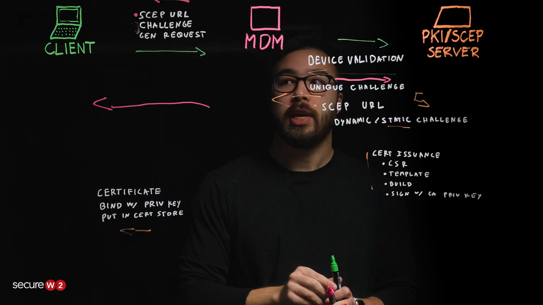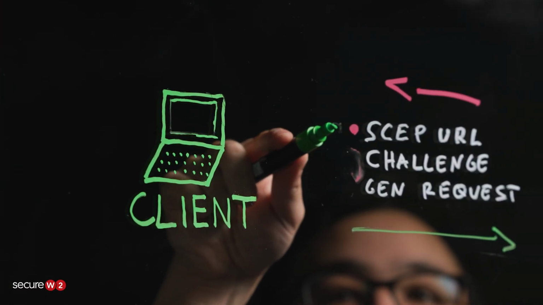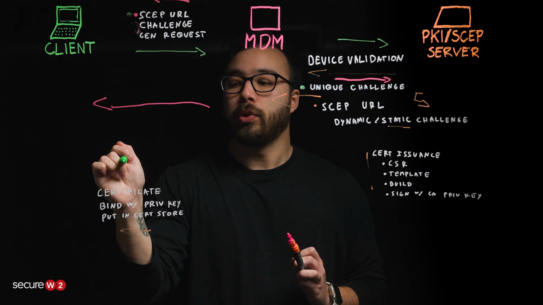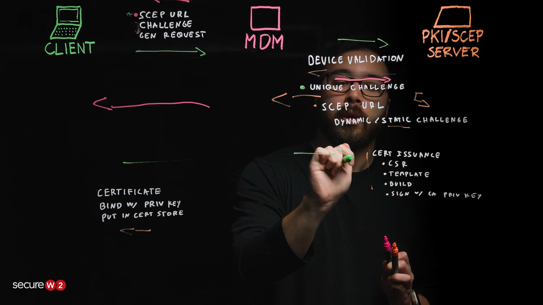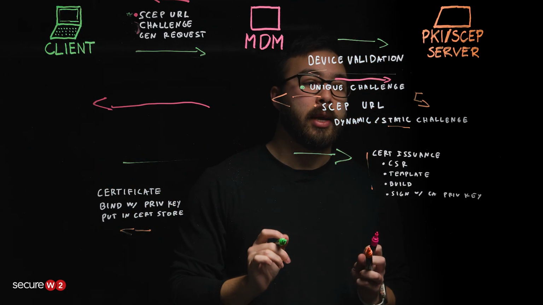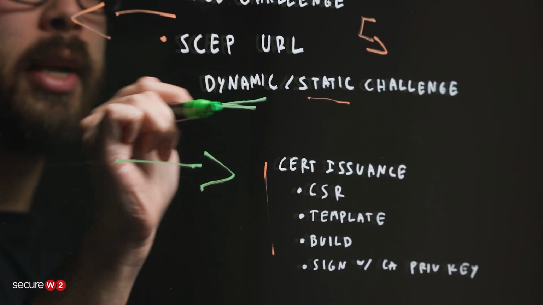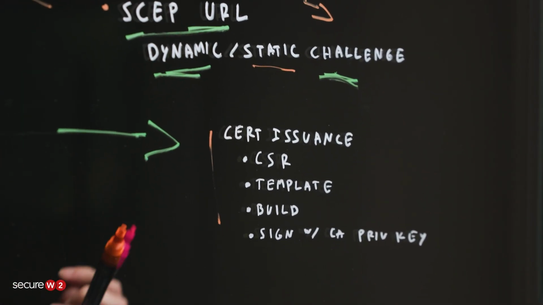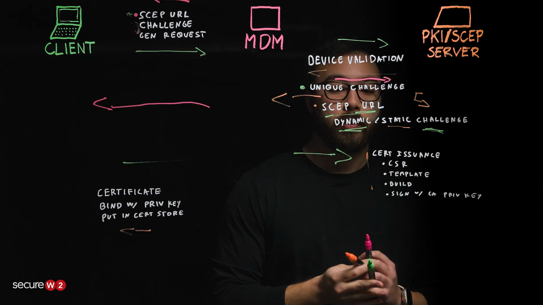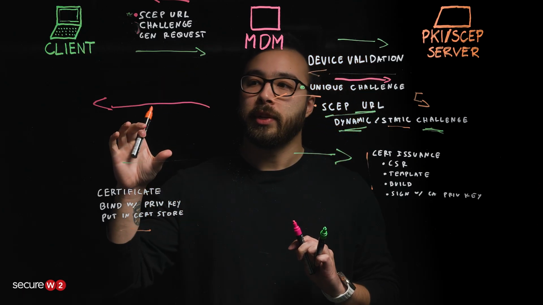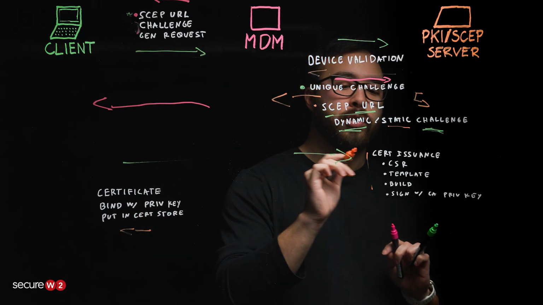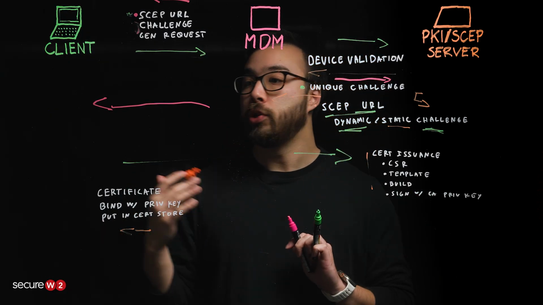So it's going to take this SCEP URL and this unique challenge that it just got, and send it over to the PKI, and say, hey, here's my dynamic challenge, here's a SCEP URL, please make me a certificate. And then the PKI, basically after this step, SCEP and dynamic SCEP work exactly the same. The same process is followed to issue the certificate.